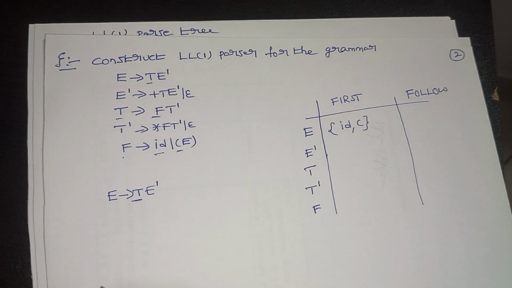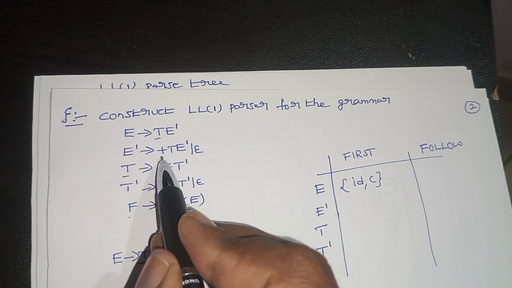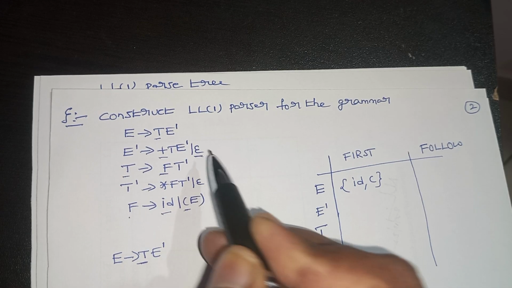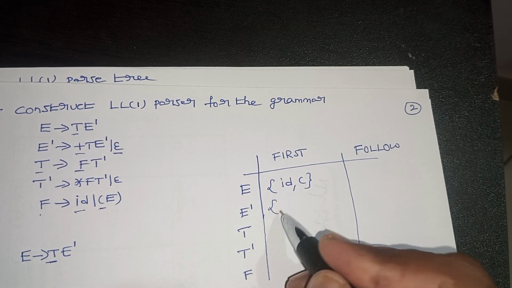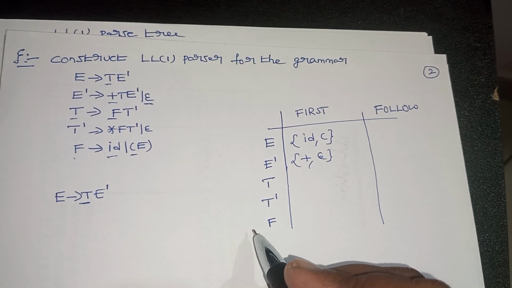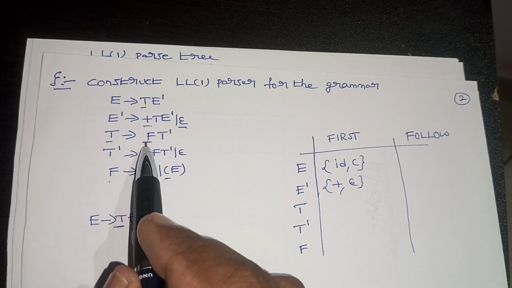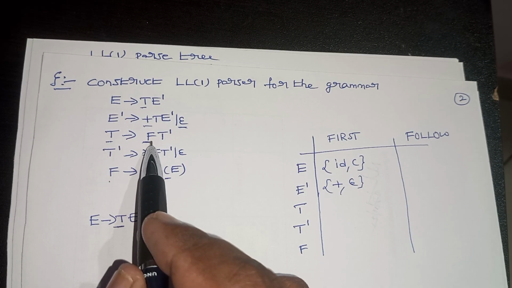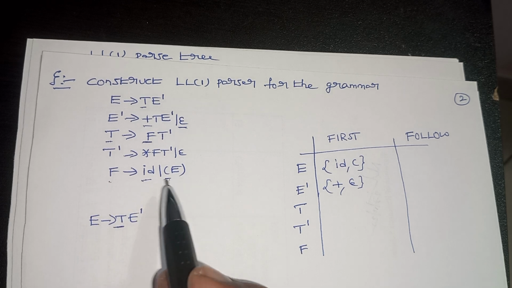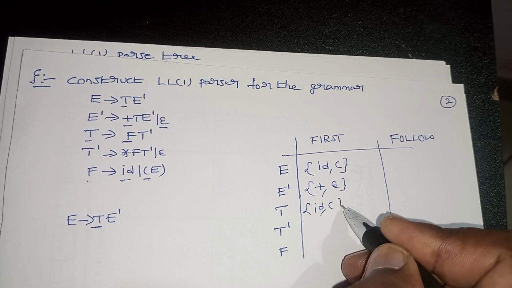Now first of E'. See the RHS. I have a terminal plus and then epsilon. You write in the first of E': plus and then epsilon. Next, first of T. First of T is the first of F. What is first of F? Go to the rule F tends to id or left parenthesis. That is the first of T: id comma left parenthesis.